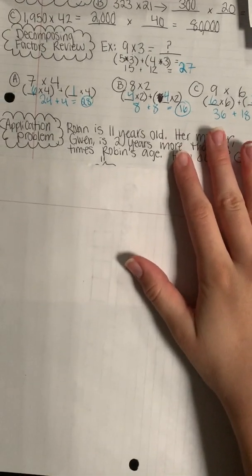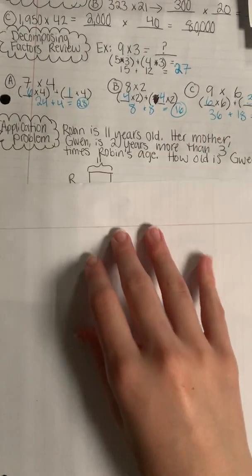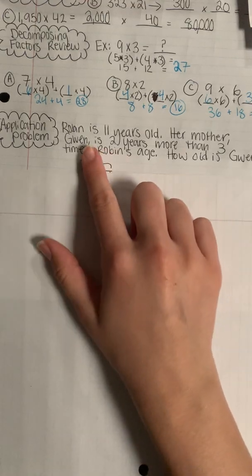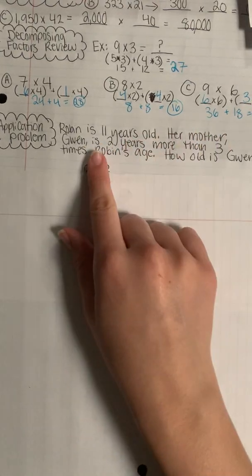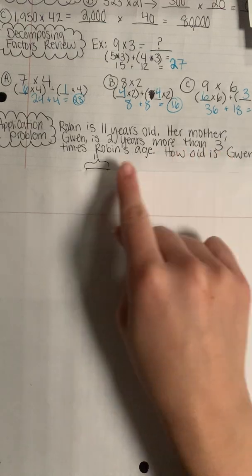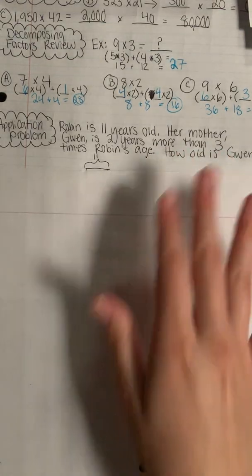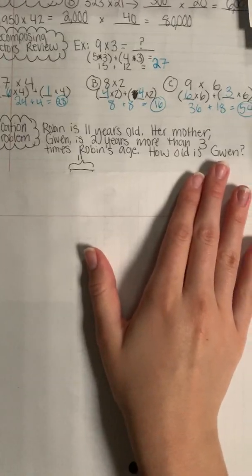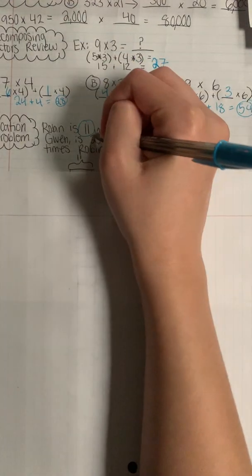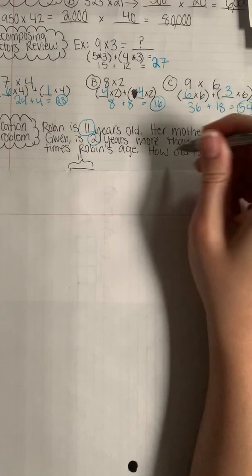Let's do an application problem. Make sure you write this out so you have the example in your notebook. Robin is 11 years old. Her mother, Gwen, is 2 years more than 3 times Robin's age. Our question is, how old is Gwen? So the numbers I see are 2 and 11 and 3, and the question is asking us how old is Gwen?